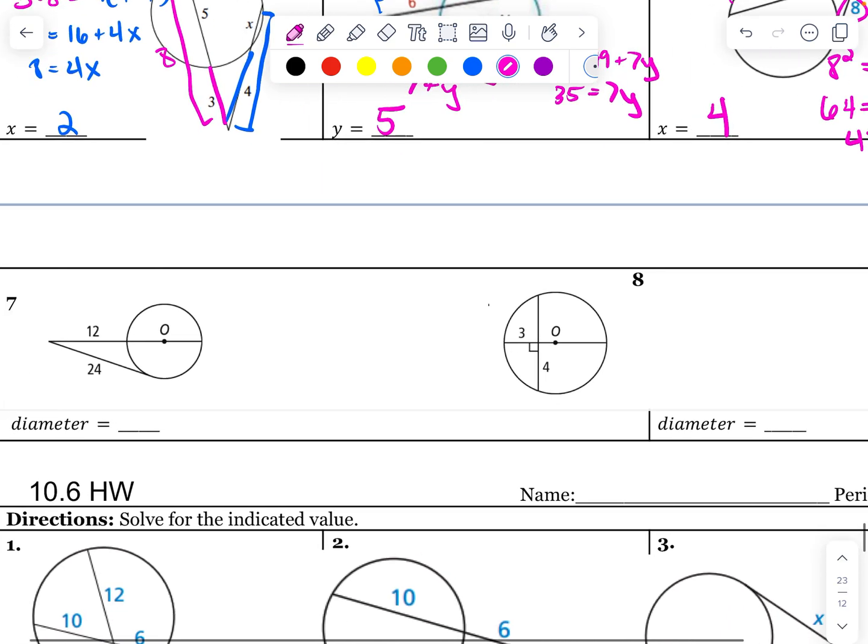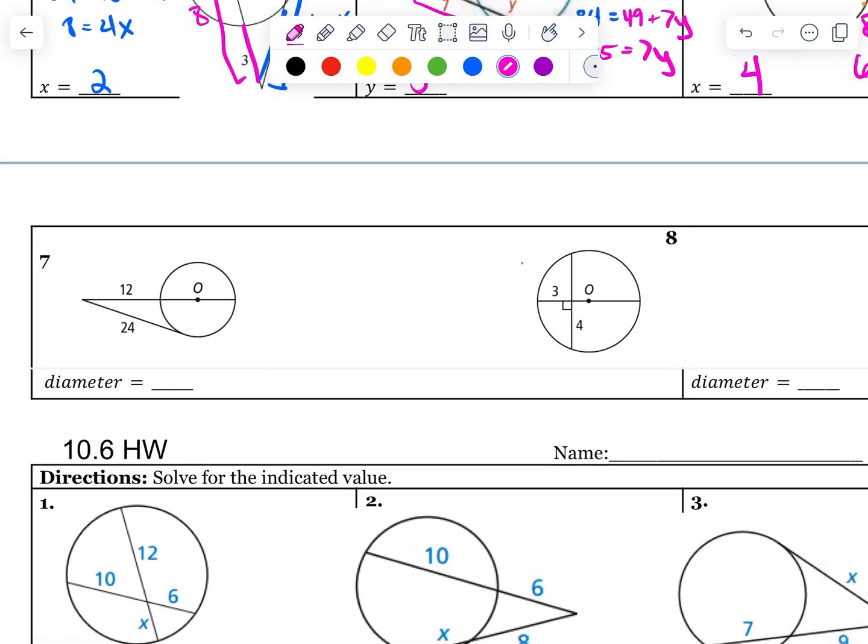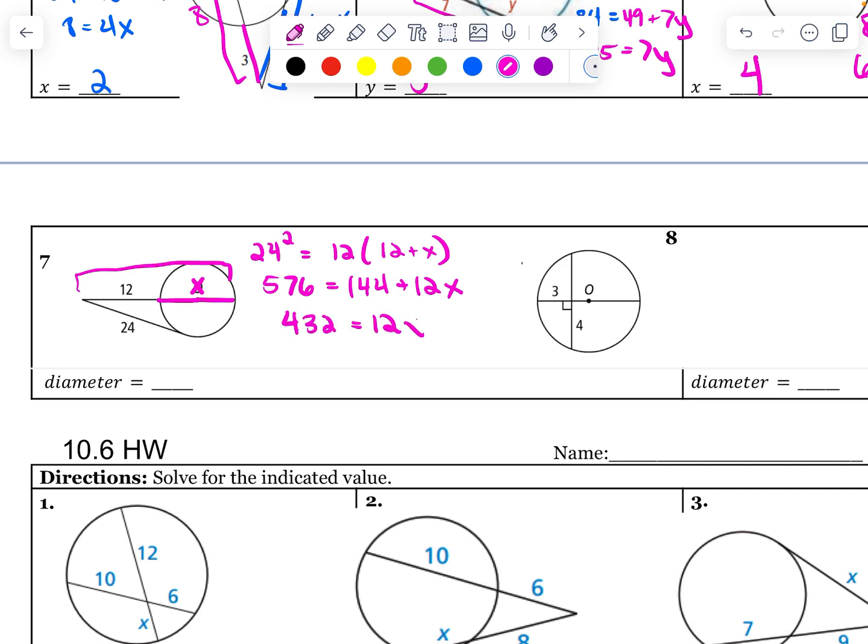I got 2 challenge problems down here where they make you come up with the diameter. So the diameter here is this inside piece. So it's going to be 24 squared equals 12 times, and this whole thing right here is going to be 12 plus x. So 24 squared, 576 equals 144 plus 12x. 576 minus 144 is 432 equals 12x. Divide both sides by 12. X is equal to 36, and x was my diameter, so we're good.